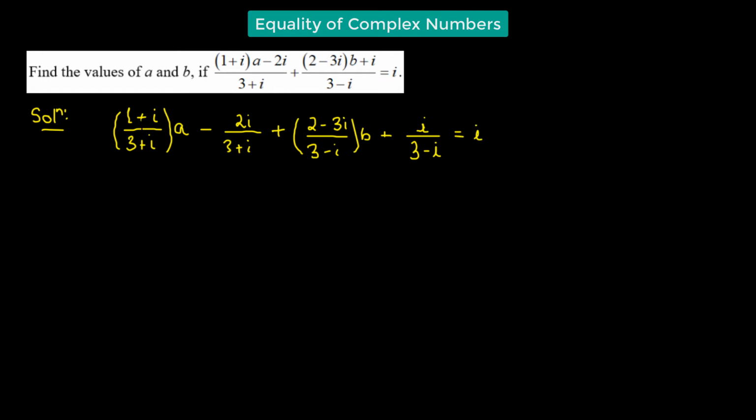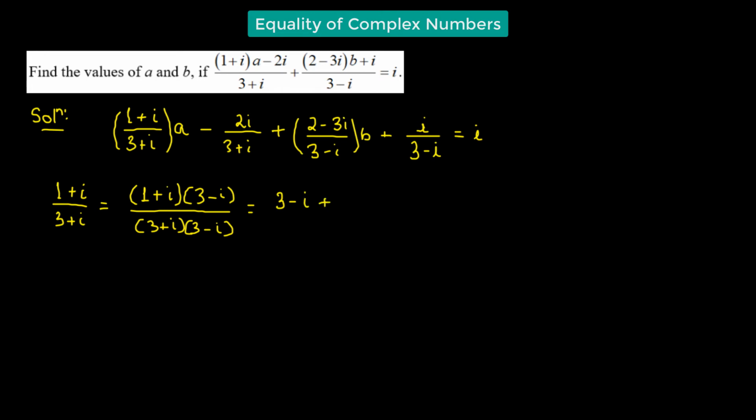Now we are going to convert each of them into the standard form. So let's begin with 1 plus i divided by 3 plus i. So we multiply the numerator by the conjugate of the denominator, which is 3 minus i, and we do the same thing to the denominator. So we have 3 plus i multiplied by its conjugate, which is 3 minus i.